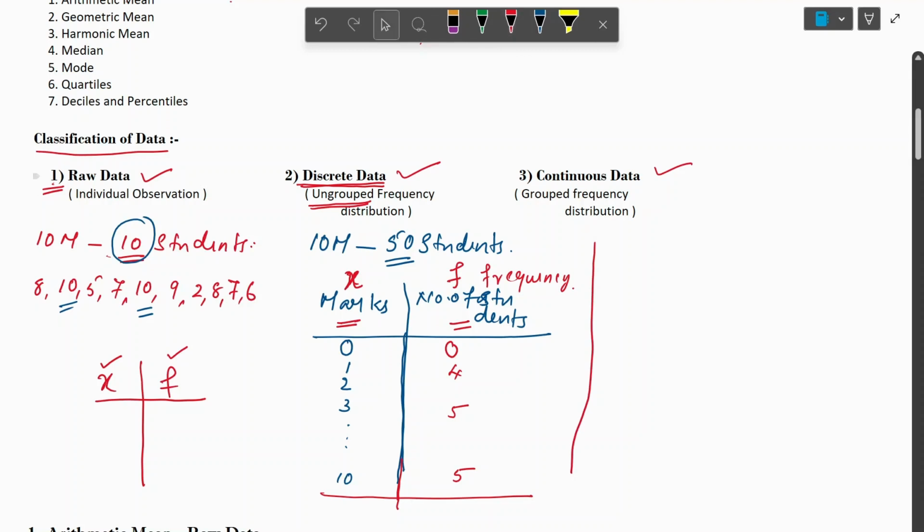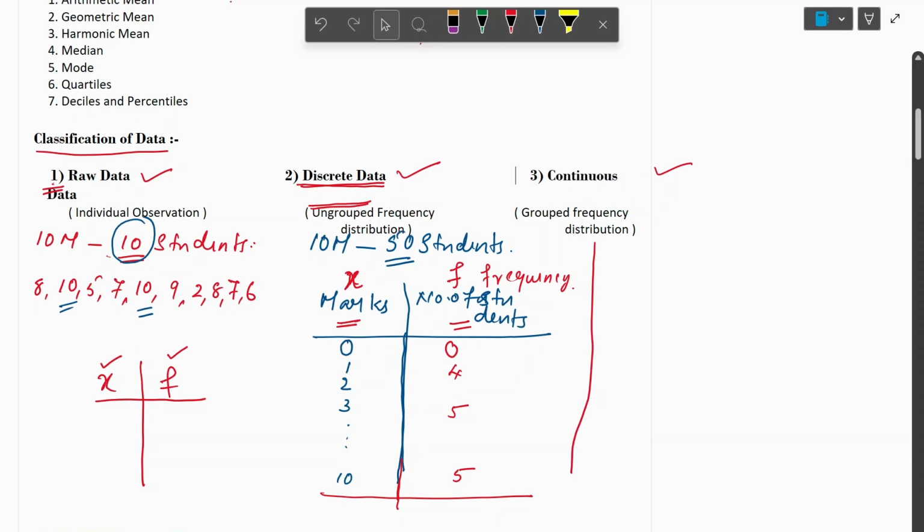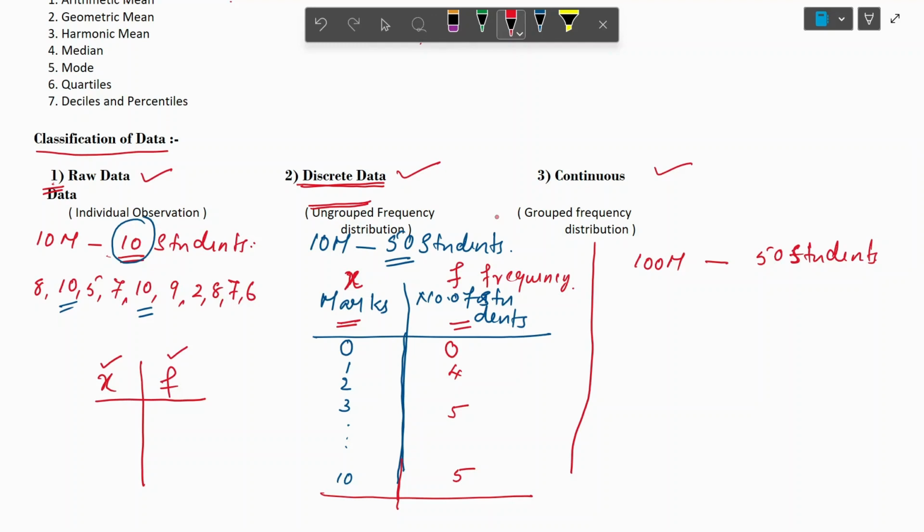That is continuous data, correct? In continuous data, here we are going to consider the example of a 100 marks test, and the teacher is going to conduct it for 50 students. Now see, the number of students is large. It is not possible to represent it as raw data.